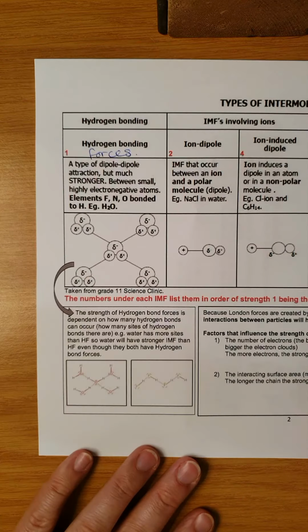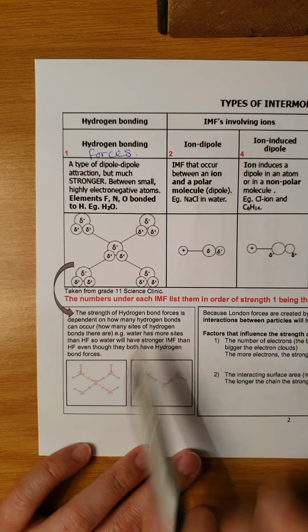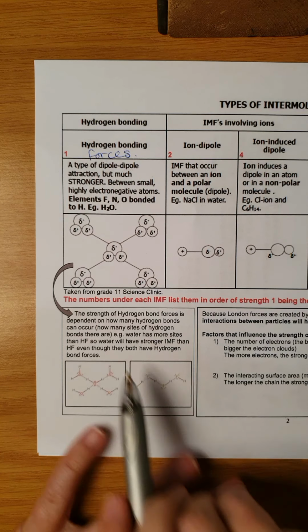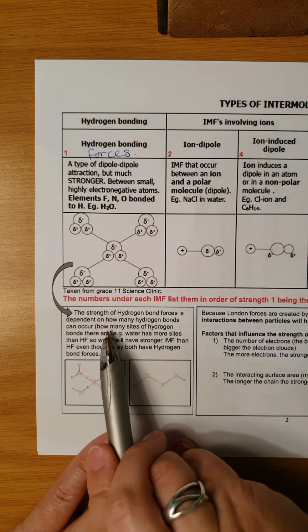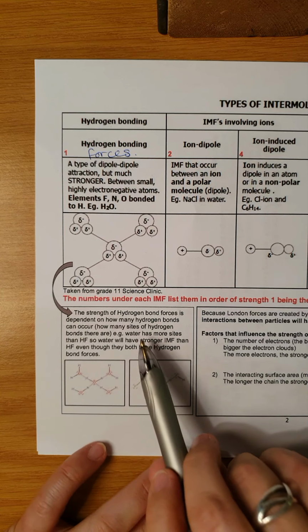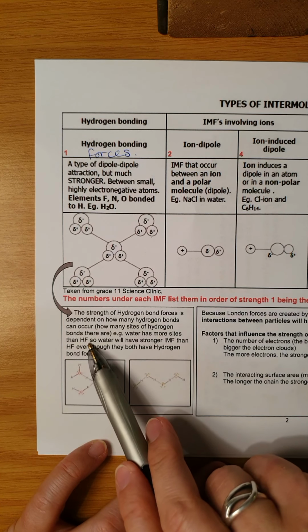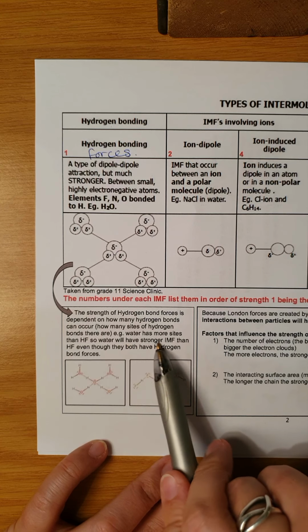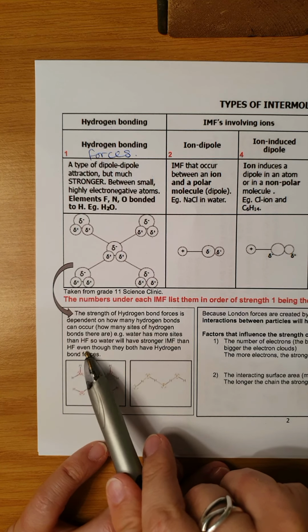All right, so I want to just talk about hydrogen bonds. So you see the arrow going down here. The strength of a hydrogen bond force is dependent on how many hydrogen bonds can occur. This means how many sites of hydrogen bonds are there. For example, water has more sites than hydrogen fluoride. So water will have a stronger intermolecular force than hydrogen fluoride.